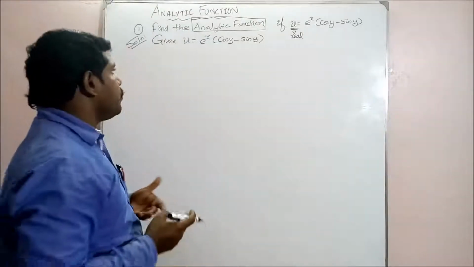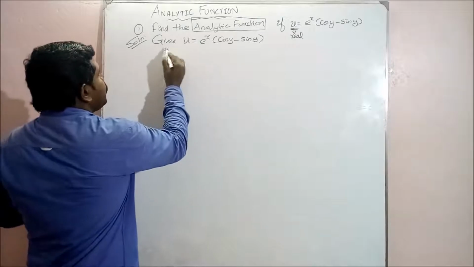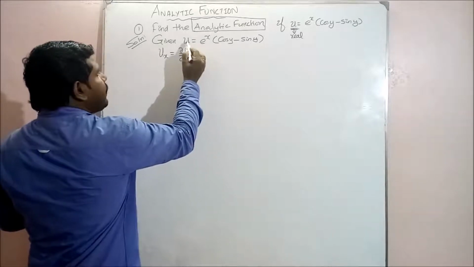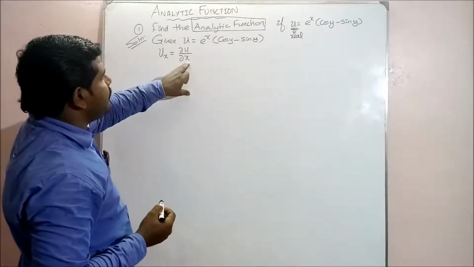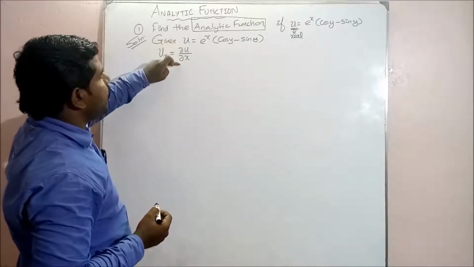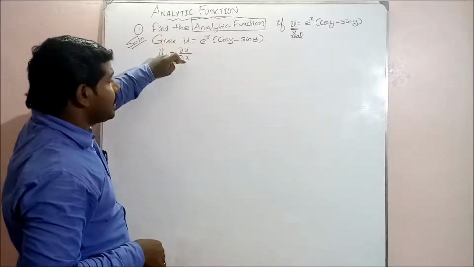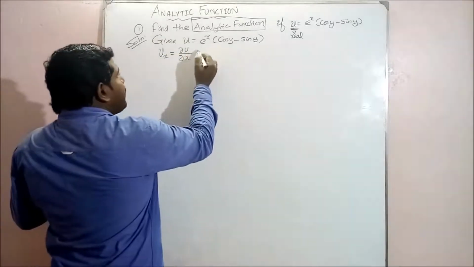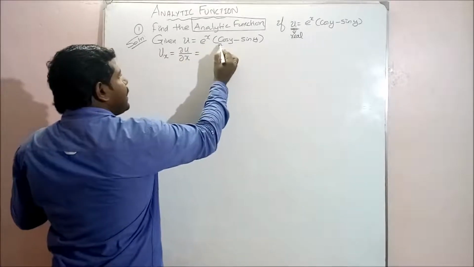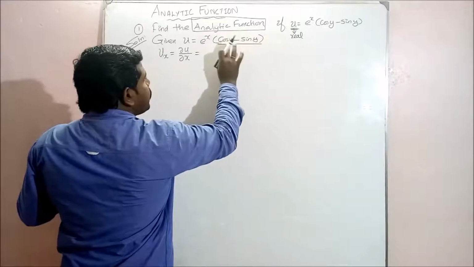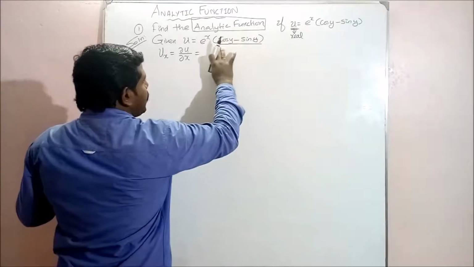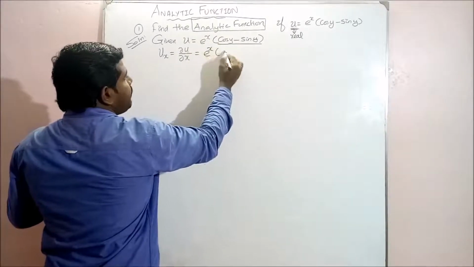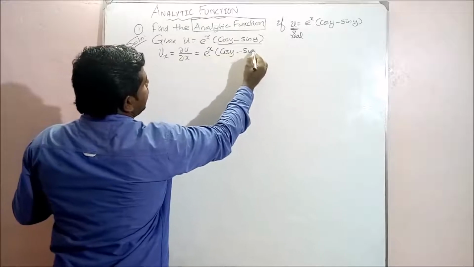What is ux? dou u by dou x. Partially differentiate u with respect to x. Then x only is the variable, and all other terms are treated as constants. In e power x into cos y minus sin y, the second term has only y, no x, so it is a constant, keeping it separate. Differentiating e power x gives e power x. So we get e power x into cos y minus sin y.